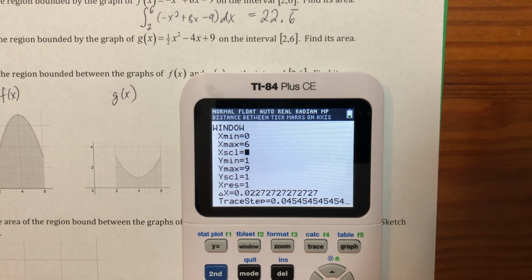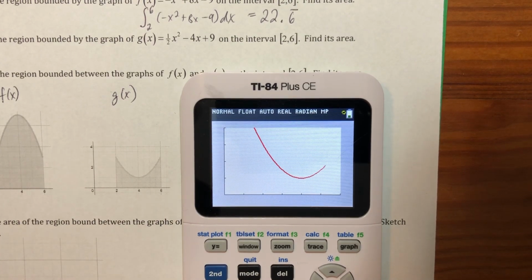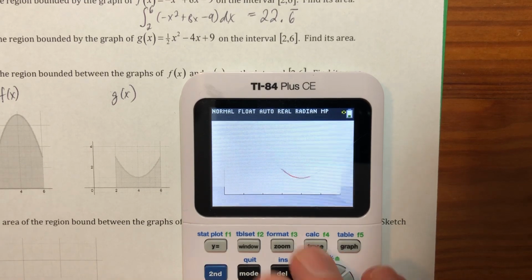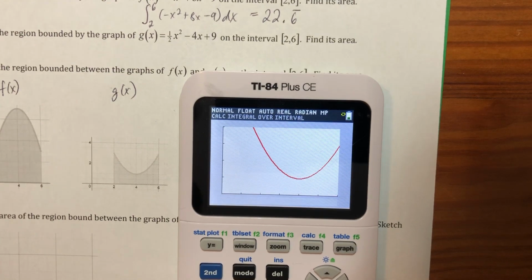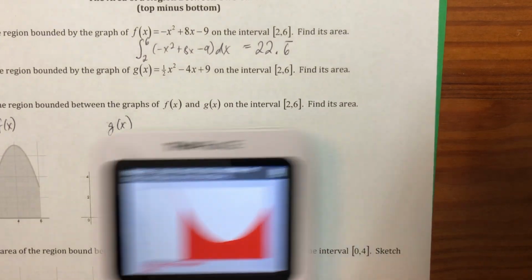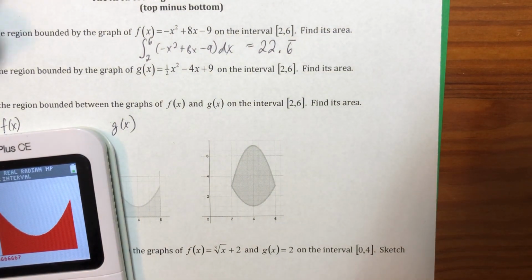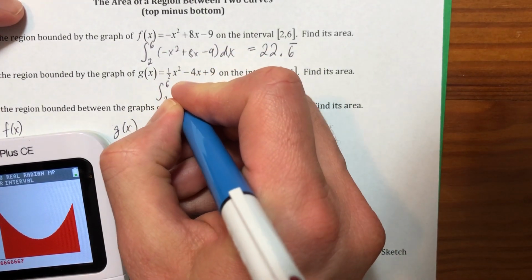0 to 6 with a scale of 1. The y is going to go from 0 to 4, with a scale of 1. We'll graph that. There we go. This will be more consistent with what we see here. And it is. And we're going to figure out the area from 2 to 6. Second calc, number 7, our lower limit is 2. Our upper limit is 6. And we see that big red space right there. And the answer is 6.6666666. That is 6 2/3. I'm going to write it as an integral. It's just good practice to do that. So the integral from 2 to 6 of 1/2.